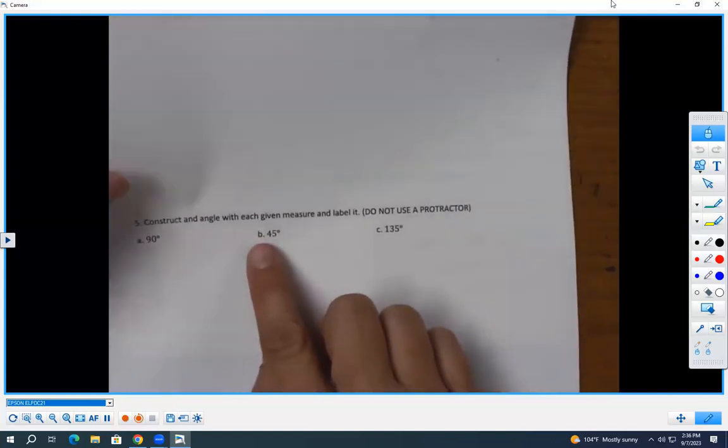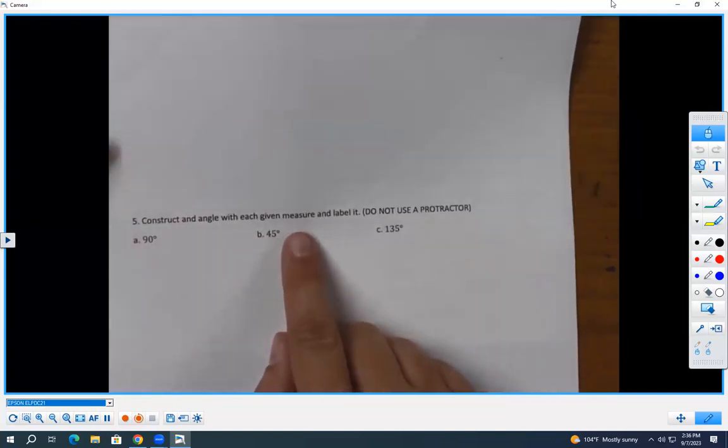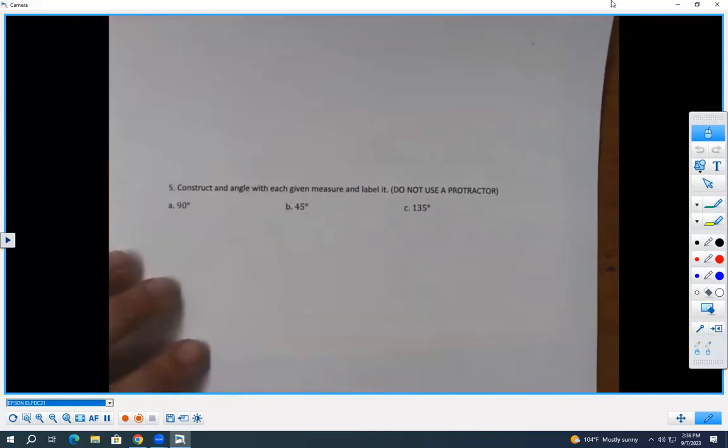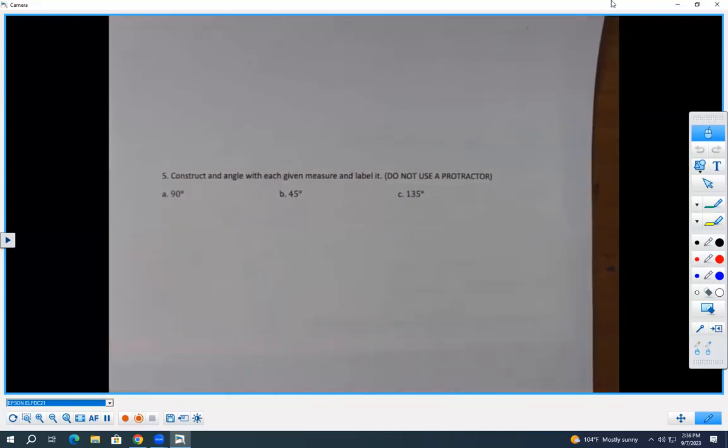This one is construct each angle, measure it and label it. Don't use a protractor. So how in the world are you gonna make a 90-degree angle without a protractor? A ruler? No, because it will be perfectly 90 degrees. So how can you make a 90-degree angle? You do the perpendicular bisector.